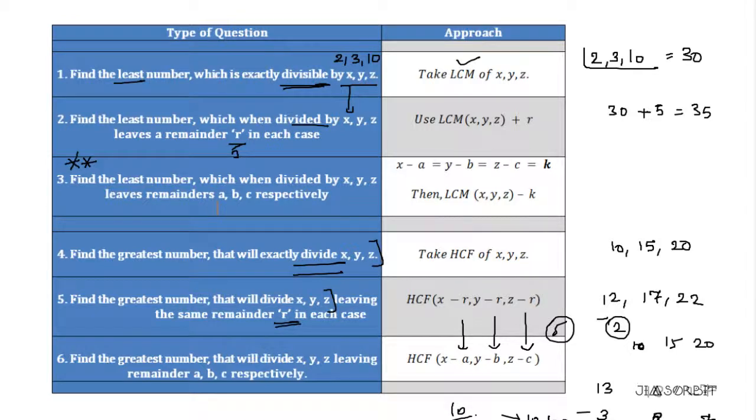So the number that will divide these three numbers, you're going to do the same thing. You are going to subtract these remainders from each individual number and then find the HCF. Okay. I will take each and every problem in detail now. Okay. Let us start.